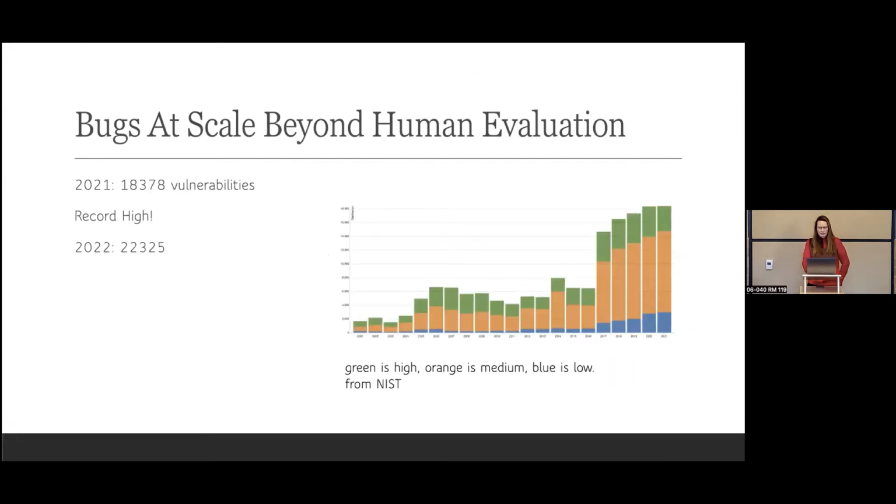So there's still problems with individual bugs, but the real problem is that we're now at a scale beyond the capacity for human evaluation. We are now at 20,000 bugs for 2022, and the year is not over. So I know many people have these hockey stick graphs. This is our hockey stick graph.